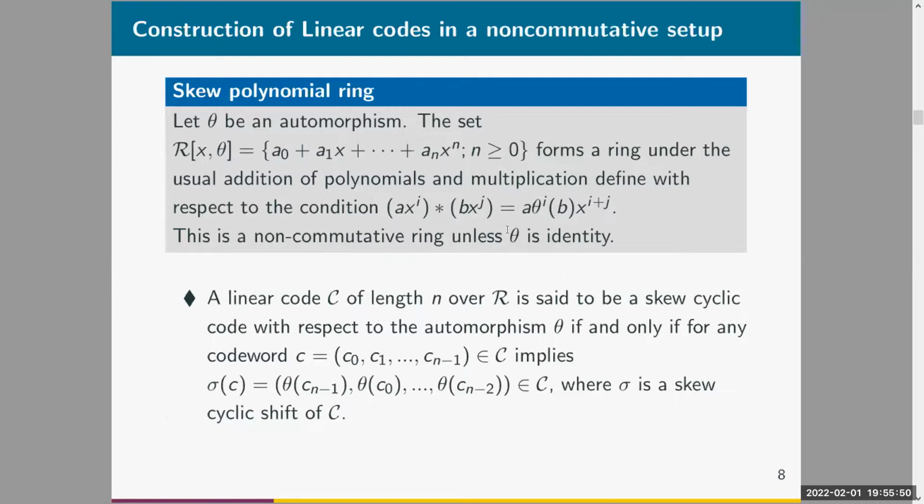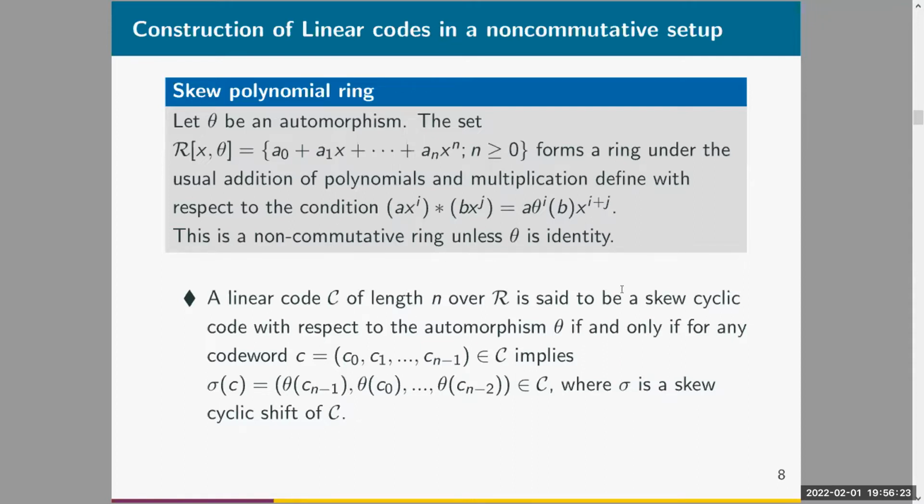Now, people are continuously searching for the structure or the technique where we can improve the Hamming distance, that is, optimize Hamming distance. For this, we are considering a non-commutative setup. For this, we consider a set R[x; theta], where theta is an automorphism. This set forms a ring under the usual addition of polynomials, and multiplication is defined as a x^i * b x^j = a theta^i(b) x^(i+j). This is a non-commutative ring unless theta is the identity.